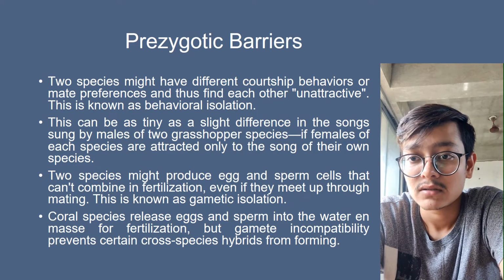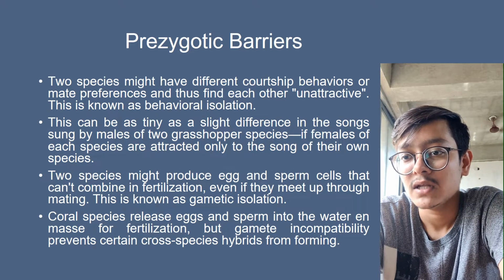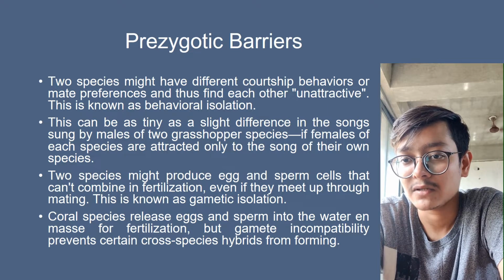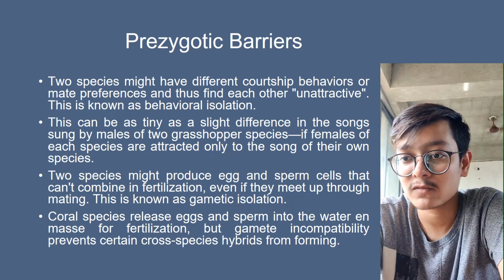Next, two species might produce egg and sperm cells that can't combine in fertilization, even if they meet up through mating. This is known as gametic isolation. For example, coral species release eggs and sperm into the water en masse for fertilization, but gamete incompatibility prevents certain crossover hybrids from forming.